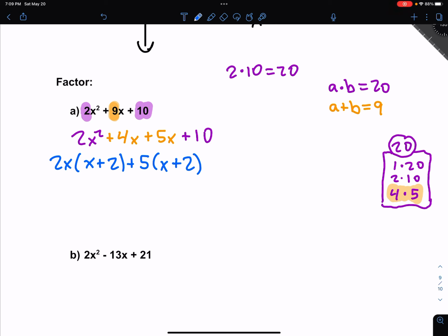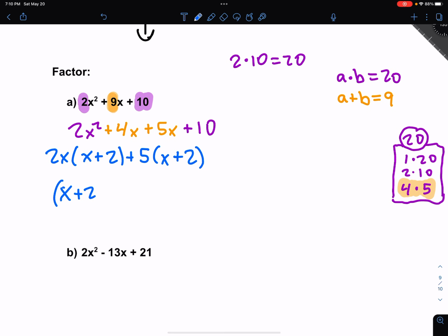So it would make more sense for you guys to just write it like this. Pull out the x plus 2, divide that first term on the left by x plus 2, and you're going to get 2x. And then divide this term over here on the right by x plus 2, and we get plus 5. And you could switch those up. It doesn't matter which one you write first. It's the same thing.